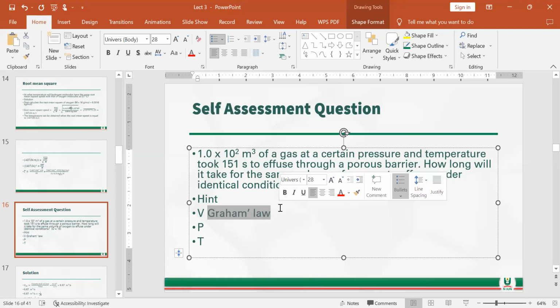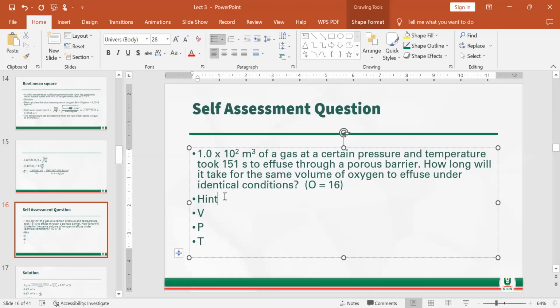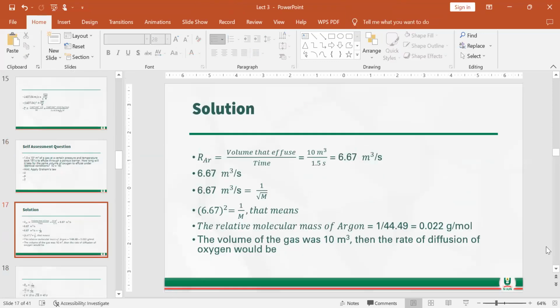You apply Graham's law. And what does Graham's law say? It says the rate of diffusion of all gases is proportional to the molar mass or to the vapor density. So that's what Graham's law of diffusion gives you.